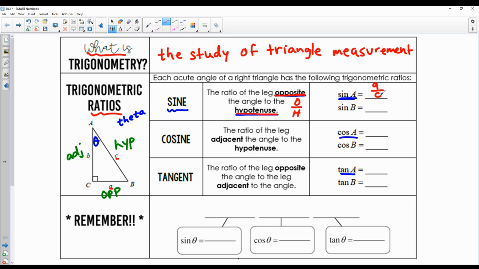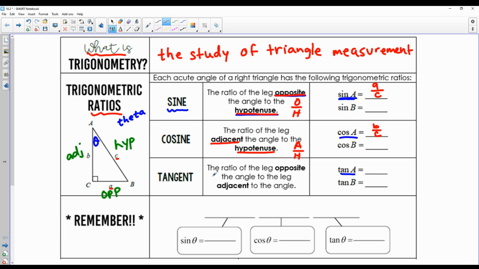All right, now your cosine is going to be the adjacent over the hypotenuse. Again, you're just going to look at what you labeled. So we labeled the adjacent side B, so it's going to be B over the hypotenuse, which is still C.